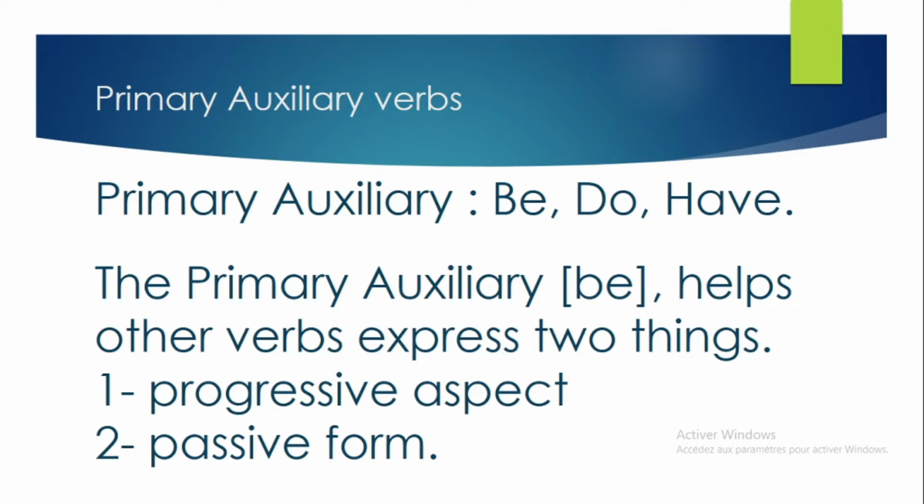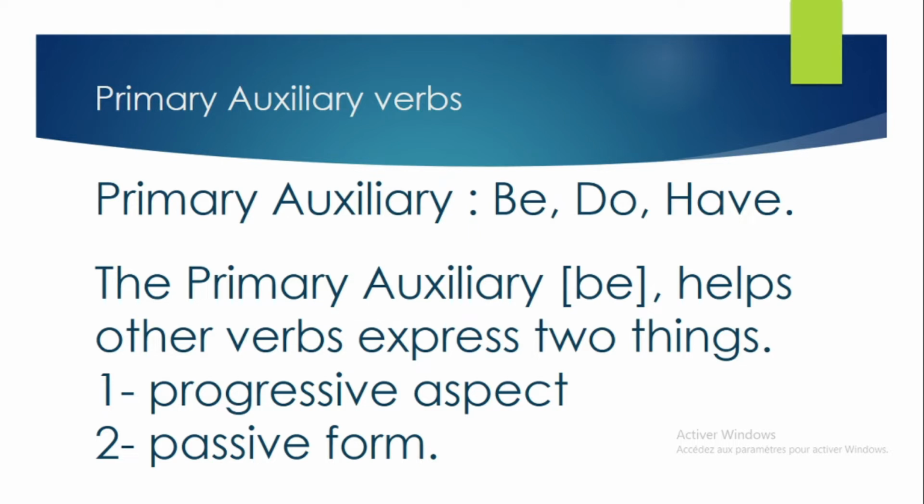Okay, so primary auxiliary verbs, as we said before, represent three primary auxiliary verbs. The first is the verb to be, the second is the verb to have, and the third is the verb to do. So as we present here today: be, do, and have. Those three verbs are primary auxiliary verbs.